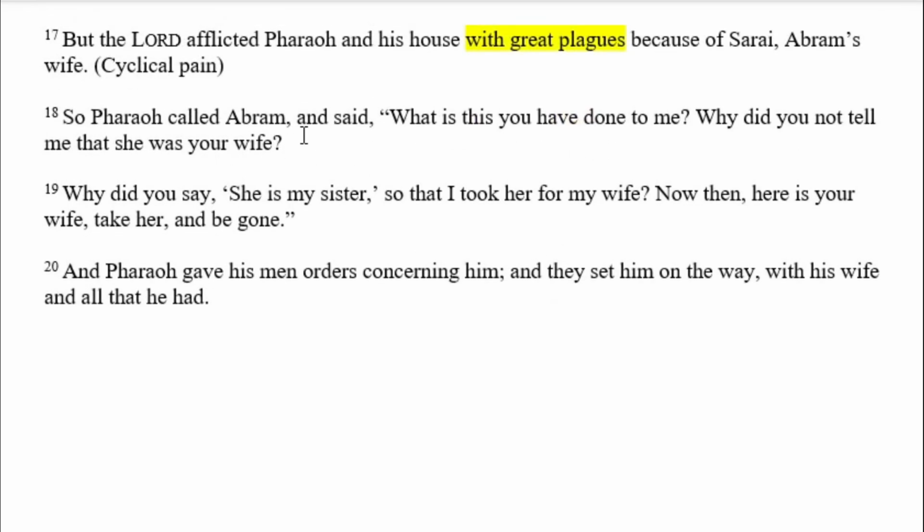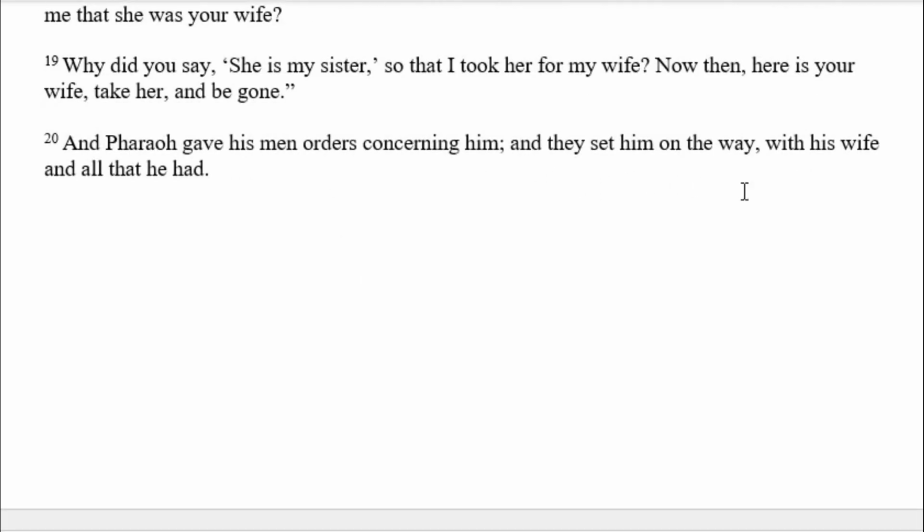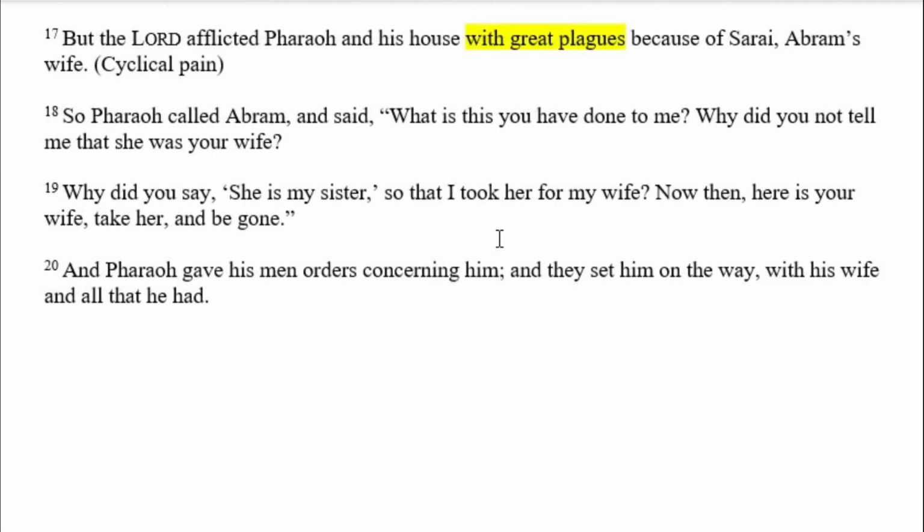However, what happens in this case, Pharaoh called Abram and said, what is this you've done with me? Because the plagues came, the cyclical pain. So what happens? He sends them on. Why did you say to me, she's my sister, so that I took her for my wife? Now then, here is your wife. Take her and be gone. And Pharaoh gave his men orders concerning him, and they set him on the way with his wife and all he had. Okay, this is older.